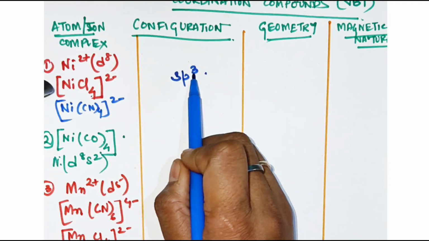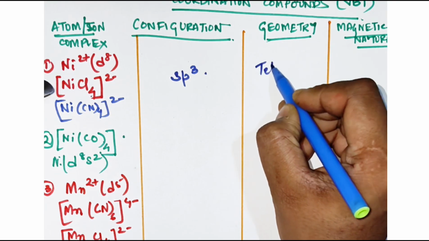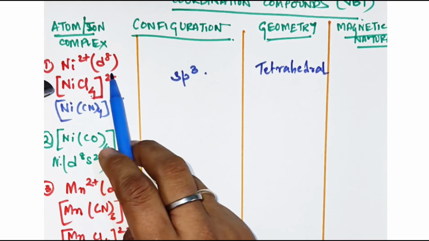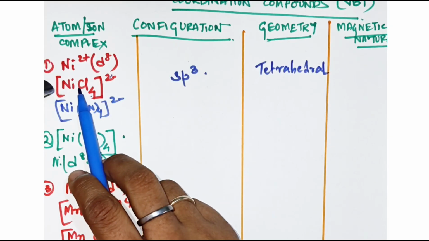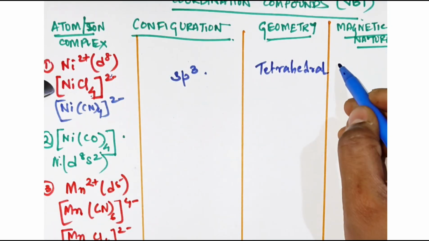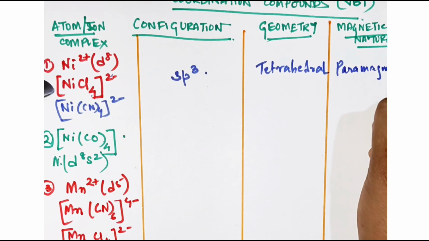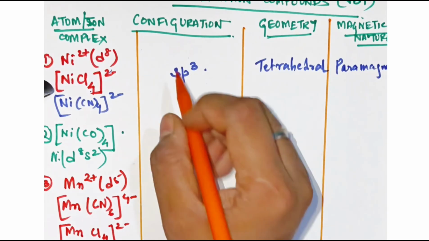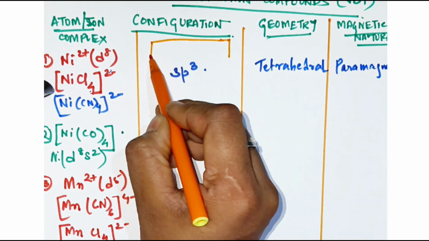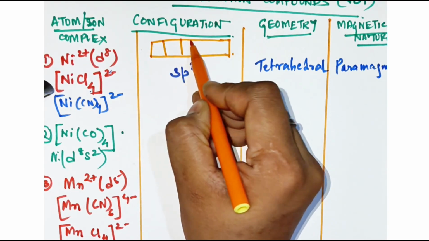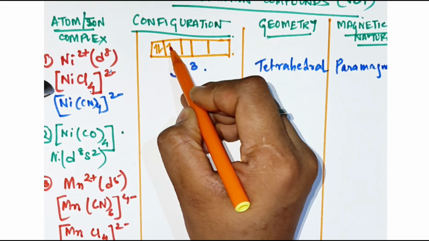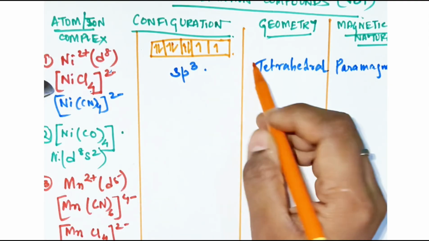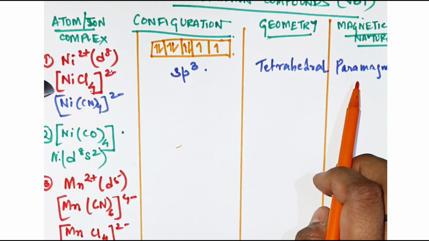So with sp3, it becomes NiCl4, and the geometry will be tetrahedral. For the magnetic behavior, because it is nickel 2 plus, there will be unpaired electrons, so it is paramagnetic in nature. This class will be understood only by those students who have studied my previous videos. If I draw only the d orbitals, 1 2 3, 1 2 3 4 5 6 7 and 8, two unpaired electrons are there, so it is paramagnetic.